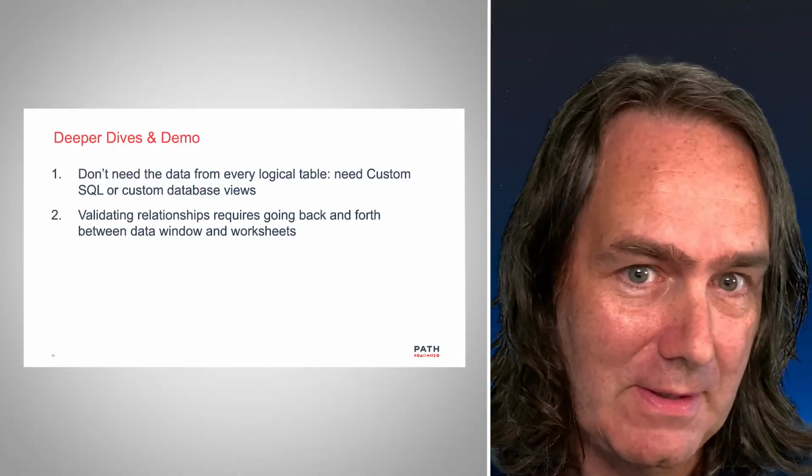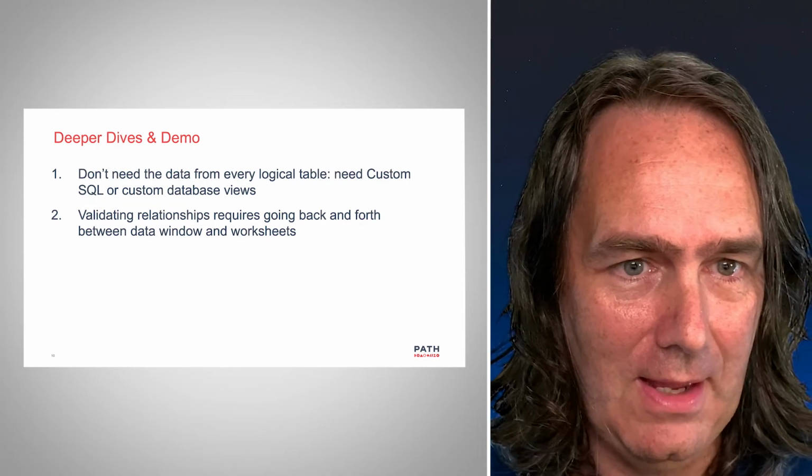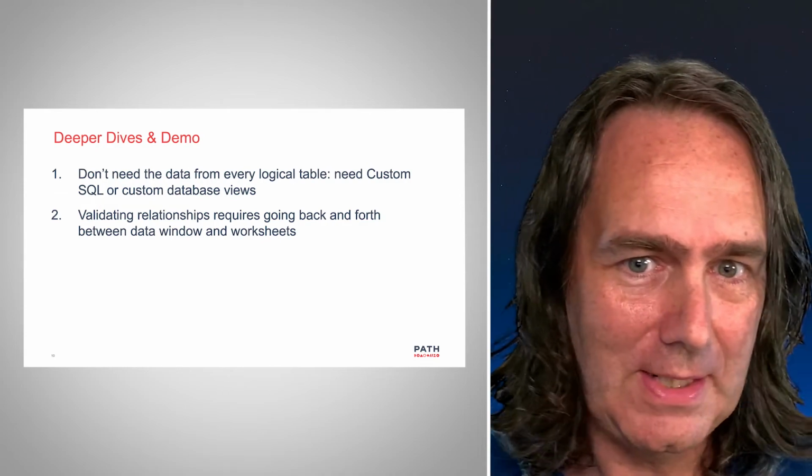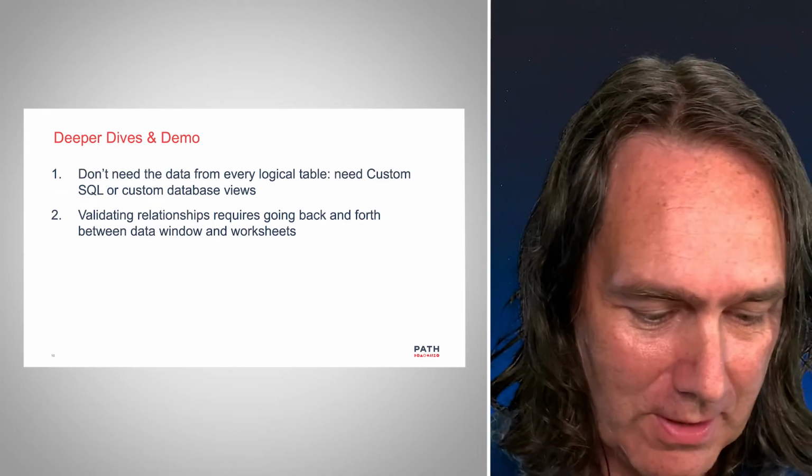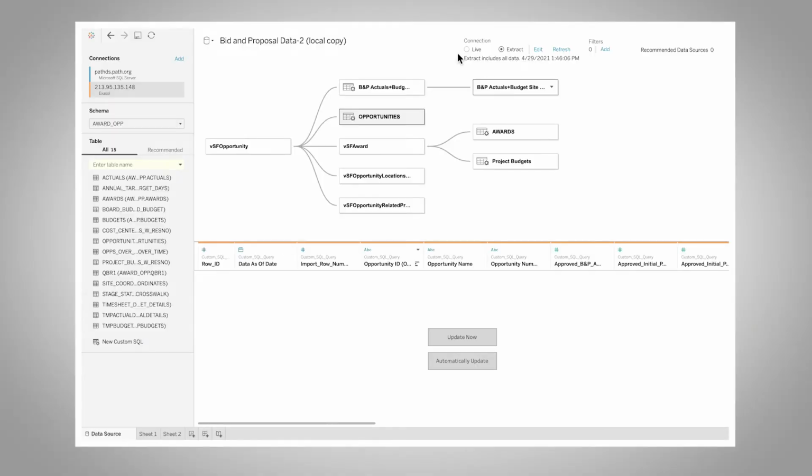Then another piece in this is that in building out something like this with validating relationships, we've got to go back and forth. So in the data window here is where we configure our relationships, but then I can click on a logical table and look at what's in that logical table and click the update button, but I can't see that connection between them.